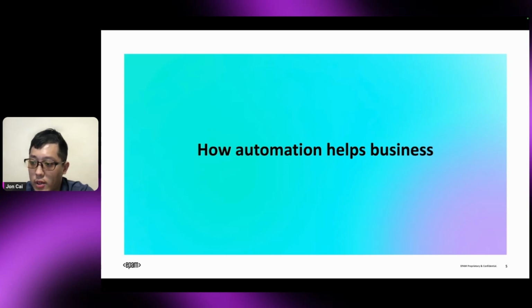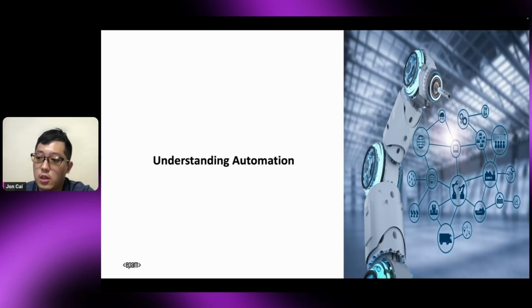Before diving into this topic, let's first understand what we mean by automation. Automation refers to the use of technology to perform tasks with minimum human intervention. This can range from simple systems to complex artificial intelligence and machine learning algorithms. Automation can be applied across various business functions, including manufacturing, supply chain management, customer service, marketing, etc.